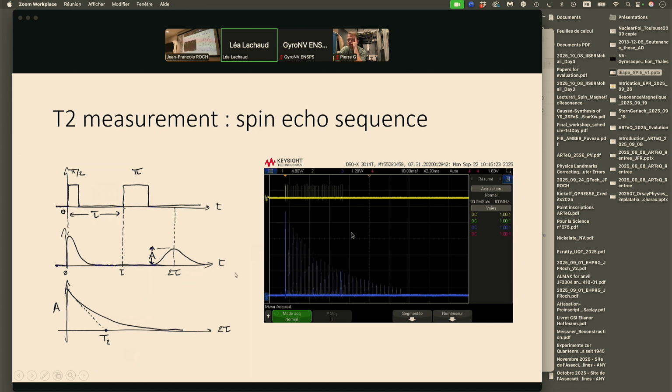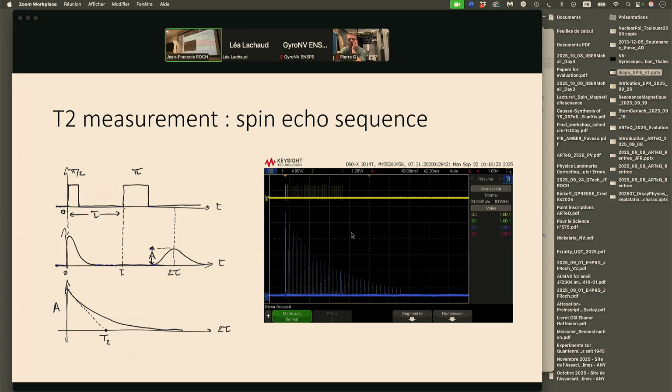Are there any questions about that? Or we can maybe switch to the last step, which is the T1 measurement? I don't know if there is any question.